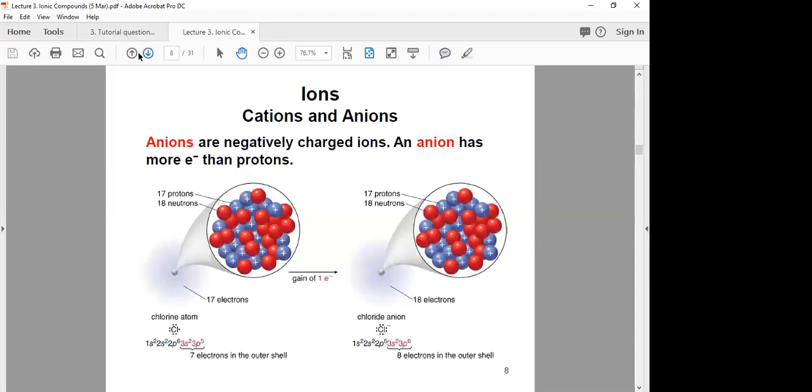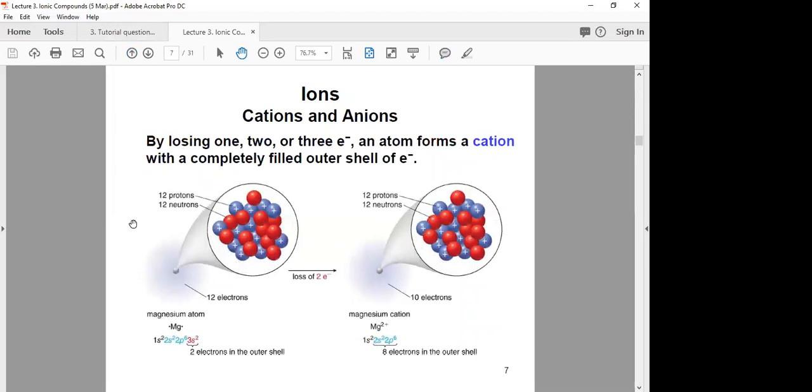Savannah, are electrons just lost, or are they given to willing recipients? They're given to willing recipients. Cool. Okay.